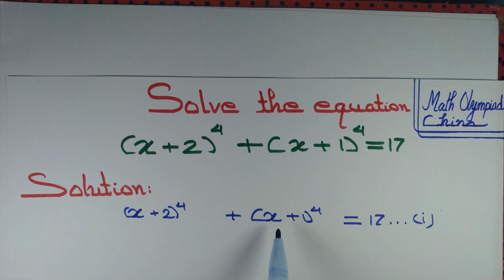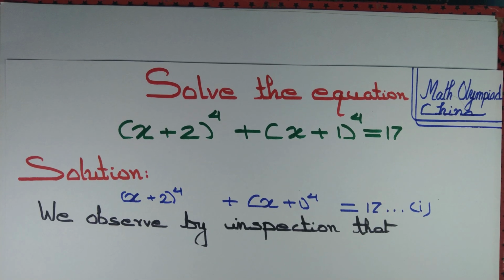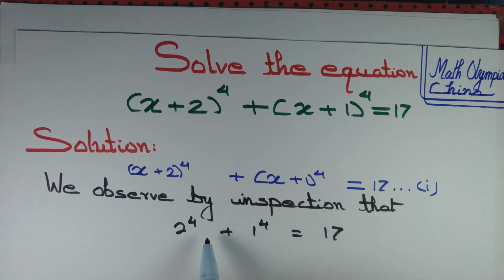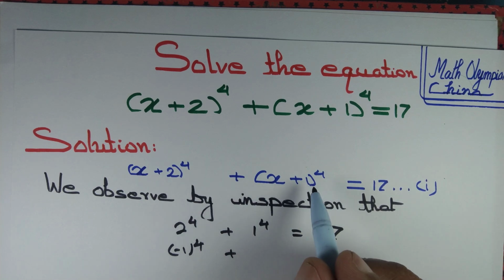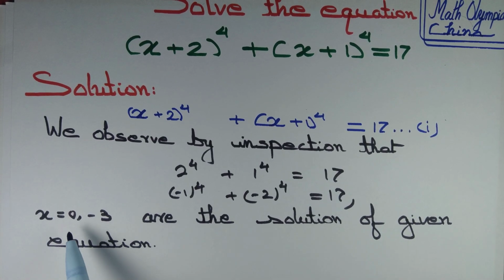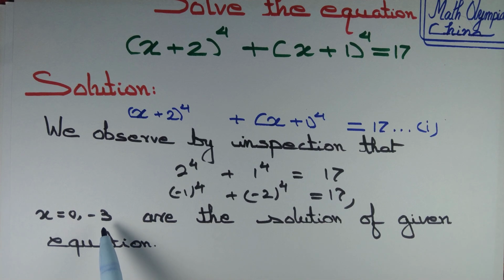Clearly we see that x = 0 and x = -3 are the solutions of the given equation. When I take x = 0, 2^4 + 1^4 is 17. And when I take x = -3, again -3 + 2 is -1, to the power 4, and -3 + 1 is -2, to the power 4, equal to 17. Therefore, x = 0 and x = -3 are the solutions of the given equation. So we have two solutions, x = 0 and x = -3.